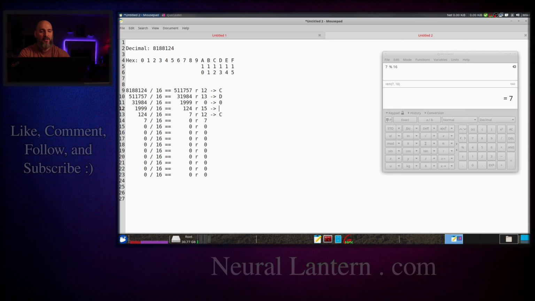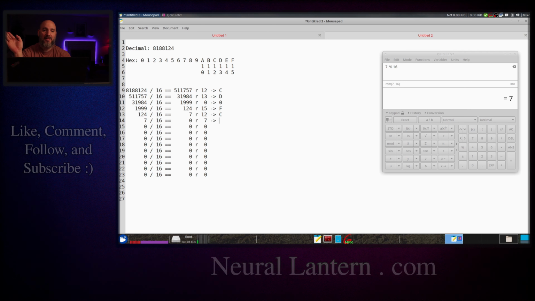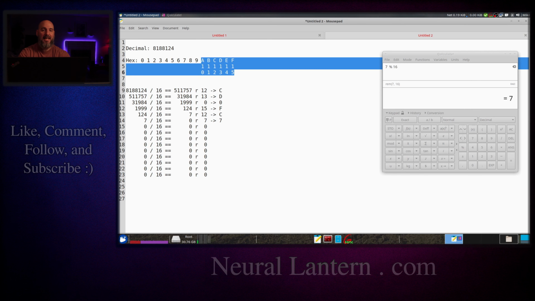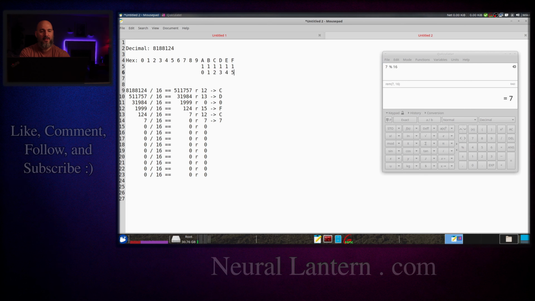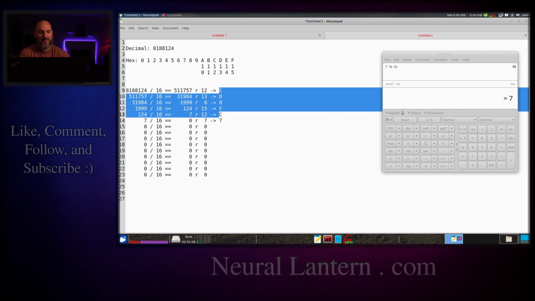So mark my words, the 15 is going to be an F. Every time you see 0, 1, 2, 3, 4, 5, 6, 7, 8, 9, it maps to the same number. So 7 maps to 7. It's totally fine. The only time it maps to a letter is, of course, when you exceed 9. So 10 and above are going to map to letters. So now I have these mappings.